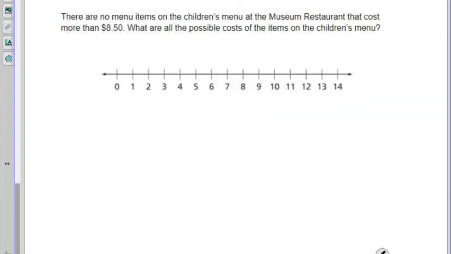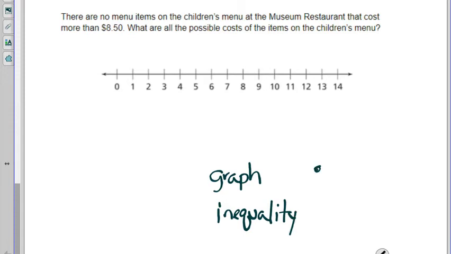All right, here's one for you to try. There's no menu item on the children's menu at the museum restaurant that costs more than $8.50. Nothing is more than $8.50. So I want to know what the possible costs are on the children's menu. So we're going to graph the solution the way I showed you above, and we're going to write an inequality. And you're going to write one of those too. Be careful about whether it's open or closed circle. And we'll talk about it next time in class.